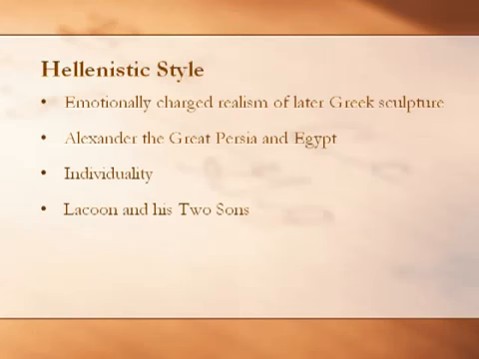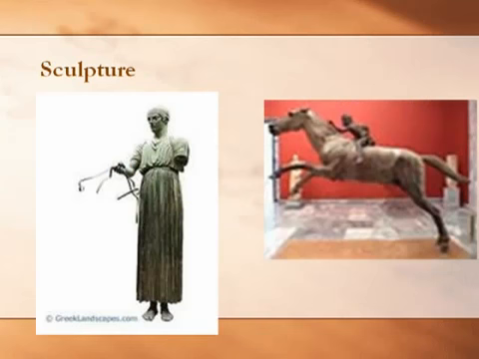This Hellenistic style was characterized by the emotionally charged realism of late Greek sculpture. Again, they were influenced by Alexander the Great from Persia and Egypt, and individuality. The Charioteer of Delphi is an example of Hellenistic era art, and we will return to these kinds of examples in the next chapter, where we focus more on this next evolution of sculpture in Greece.